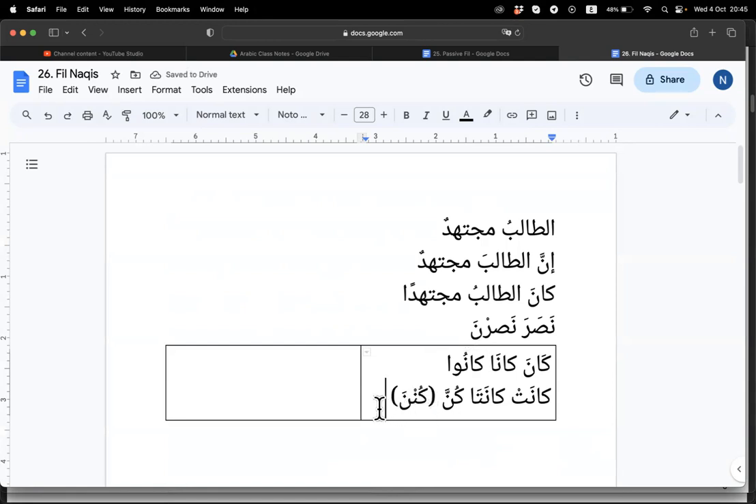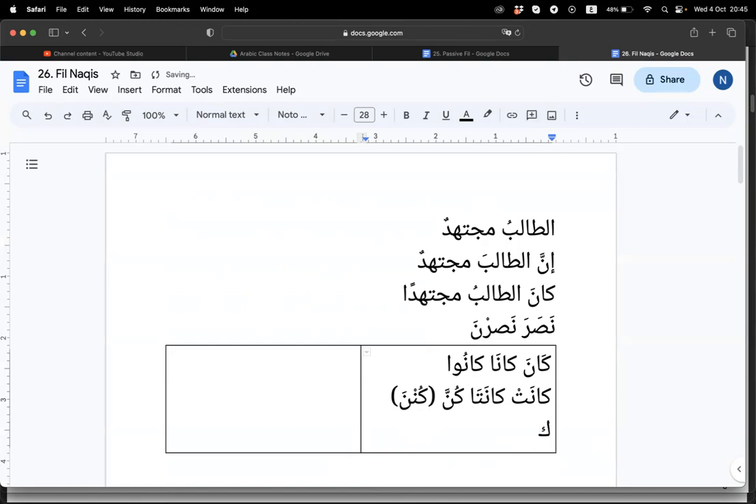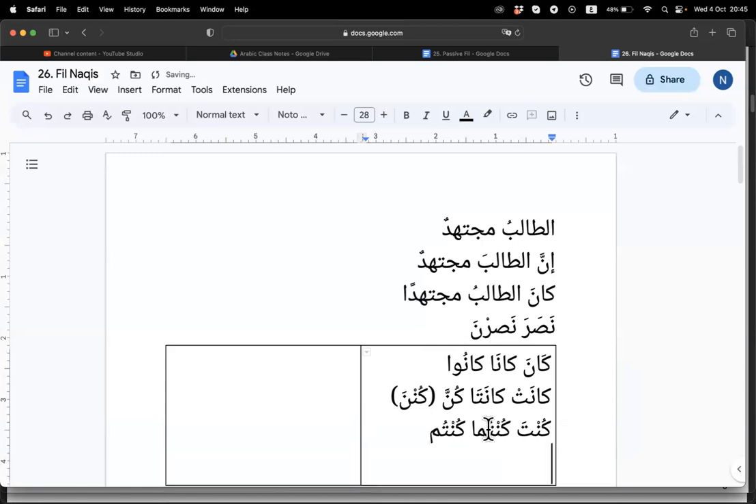Then anta will be kunta. Then antuma, kuntuma. Antum, kuntum. You see kuntum a lot in the Quran. So this is from kana.